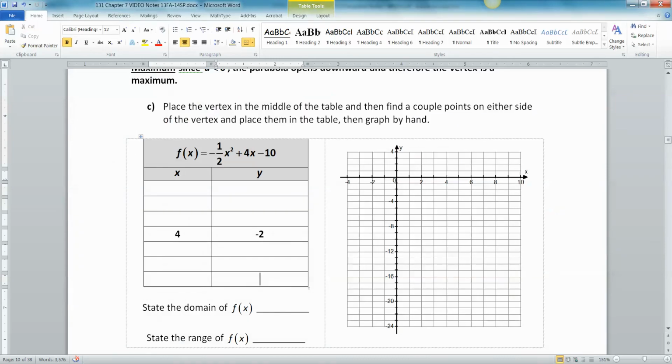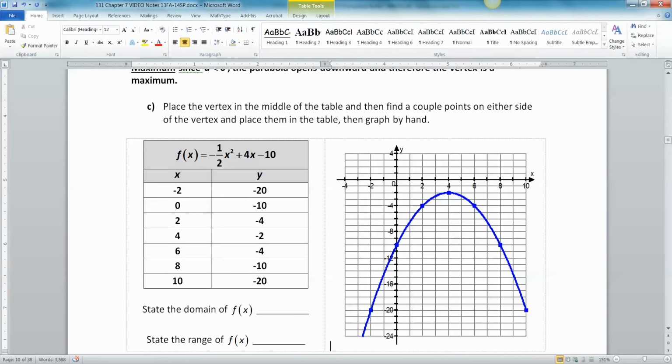All right, so 2 went with -4. 0 goes with -10. And -2 goes with -20. Again, you don't have to pick these points, but it's easy to pick these points because they actually fit on the grid. And then see, 4, 6, 8 went with -10, and 10 goes with -20. All right, so we graph these points and put them on this grid. And there's the graph right there.